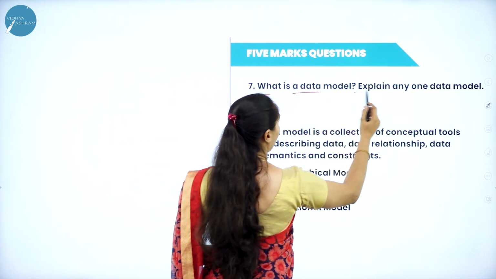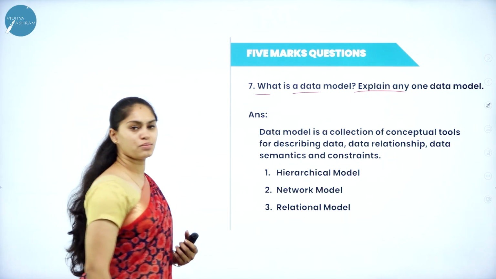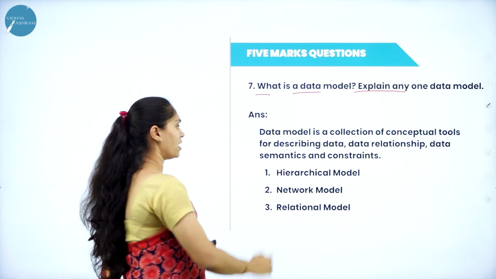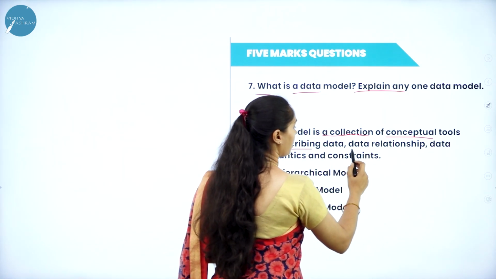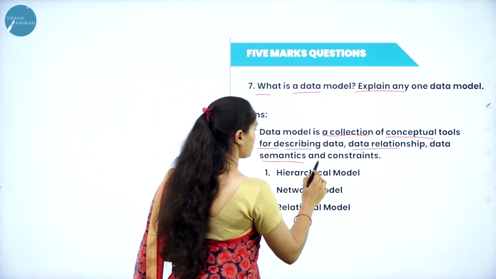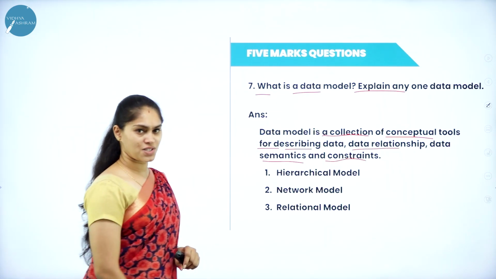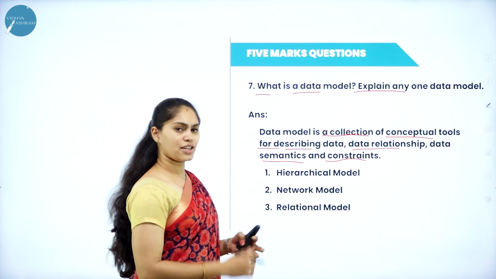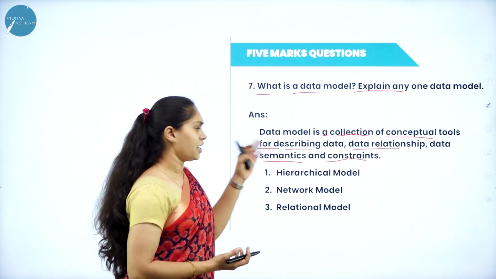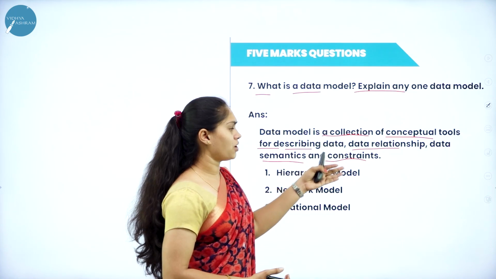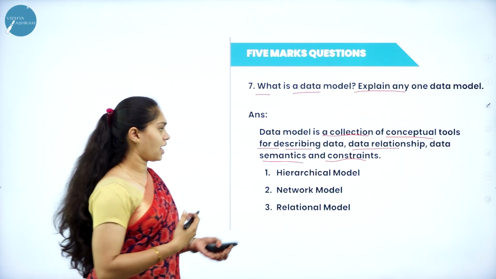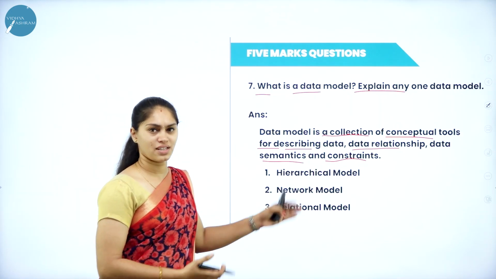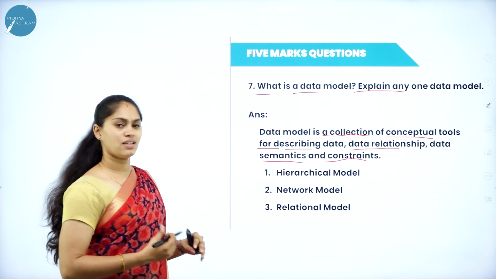What is a data model? Explain any one data model. So what is a data model here? It is a collection of conceptual tools for describing data, data relationships, data semantics and its constraints. In order to describe the data, to have data relationships, and to get to know its semantics and its constraints, or set of rules and regulations, we are going to use this data model.